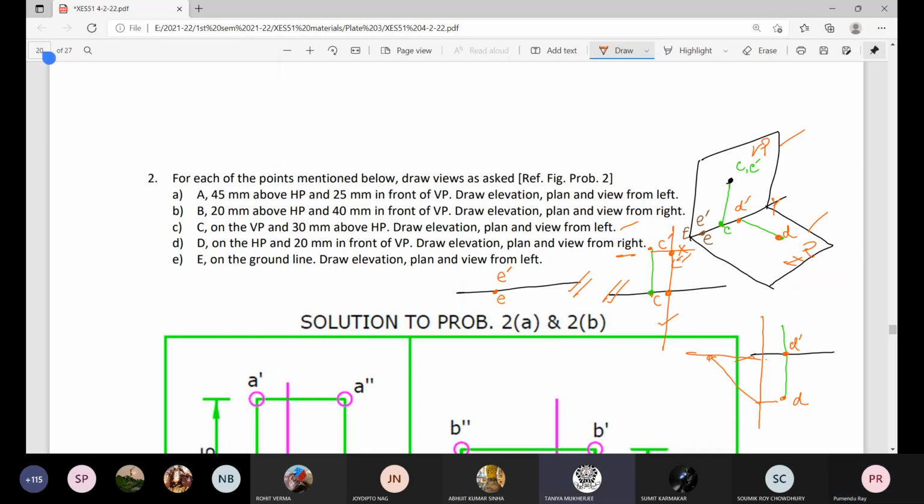Sir, in question C, where is the point C double dash? C double dash is here on this axis itself, because the distance from this axis is 0, because C is on the vertical plane, so its distance is also 0 from the ground line. Okay, sir. For D, what about the height of this end view or side view? Because the point is located on the horizontal plane, there is no height, so height is 0. So it is here.